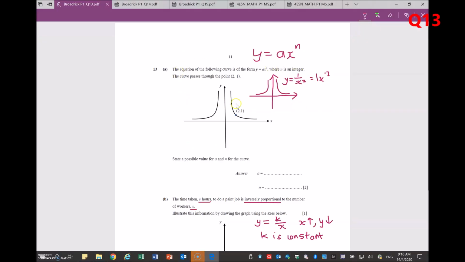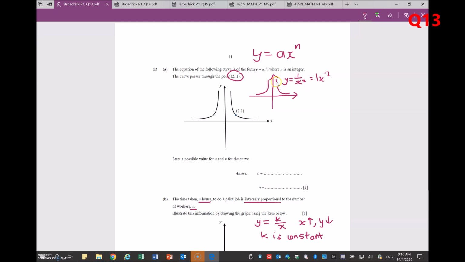For question 13a, you are given the unknown equation y equals ax to the power of n, and you're told that n is an integer, that means a whole number, and you're told that the curve passes through the point (2, 1). From this graph that is given, you should recognize that it comes from the basic shape of the curve y equals 1 over x squared.